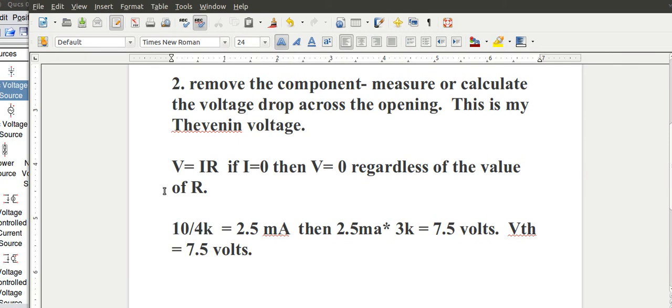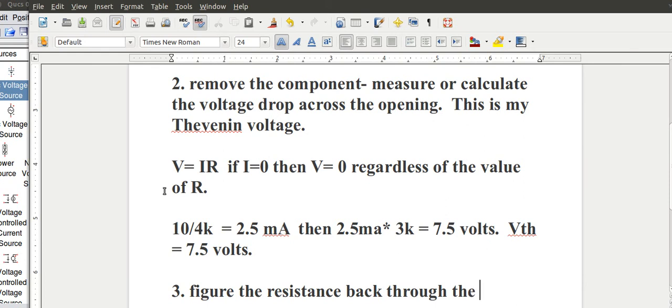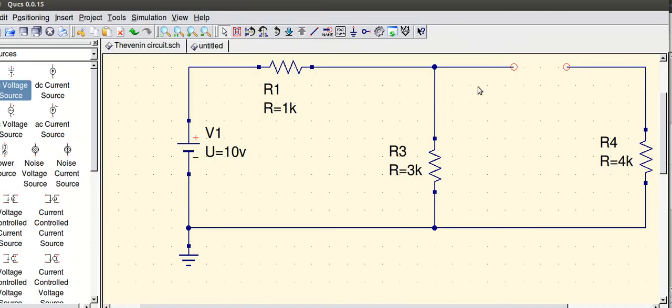Alright. What's the next step? Step 3. My next step is to figure the resistance back through the circuit. Alright, Jim, what are you talking about? Well, let's look at the circuit for a minute and I'll tell you what I'm talking about. If I start at this point and I go back through the circuit, I have to go through resistors to get to this point.